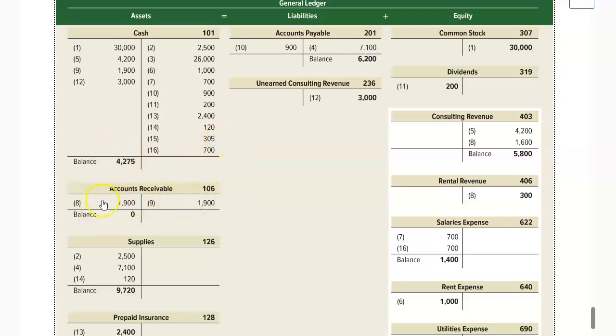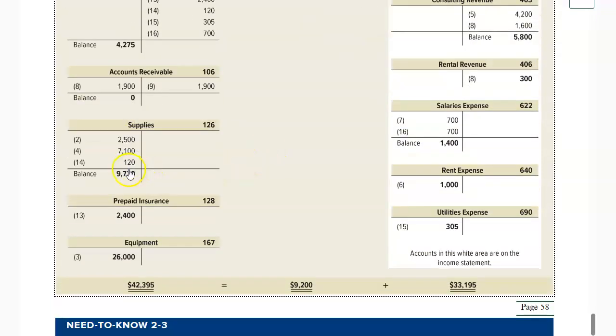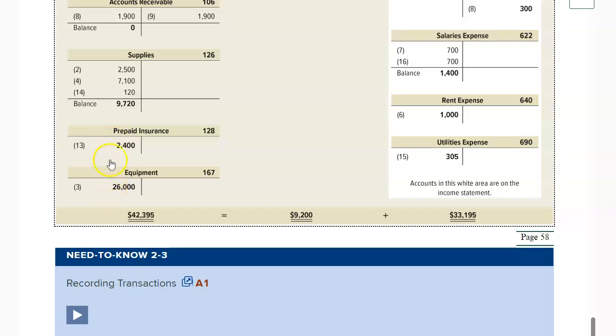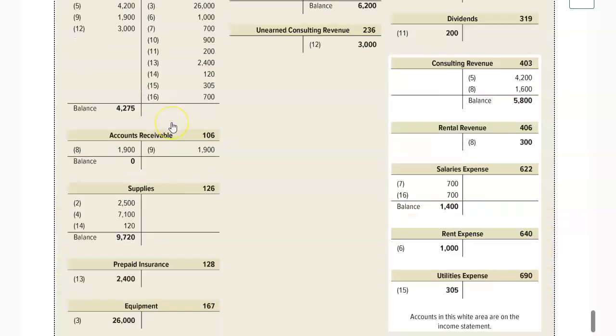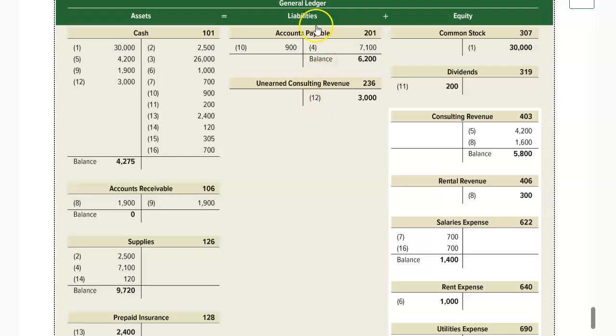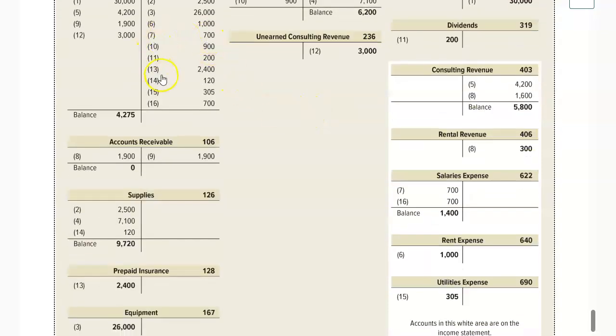This is easy. Accounts receivable was collected. There's no balance there. Even though there's no balance, we still stick it over here on the left side where it belongs. These are all left-sided balances, debit balances, because they're all assets. These are all right-sided because they're liabilities. Common stock, you notice, credit balance, consulting revenue credit balance, rental revenue a credit balance, dividends a debit balance, expenses debit balances over here. Make sure you know how to get a balance from a T account.